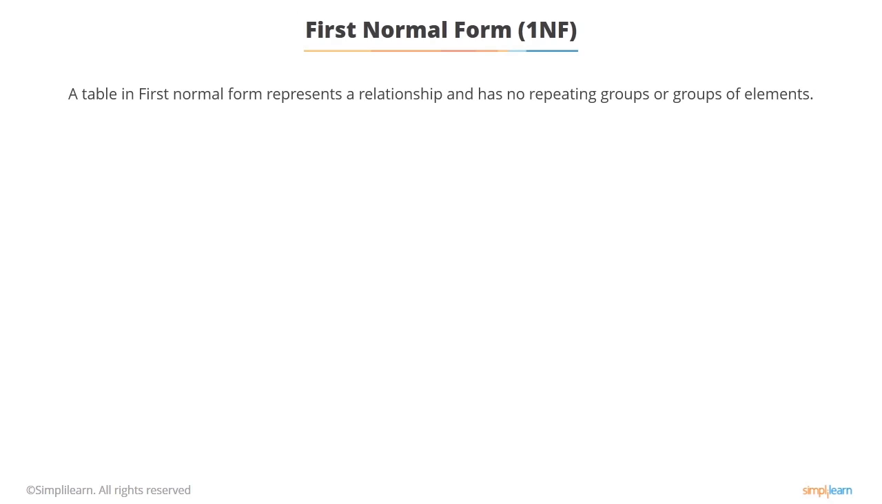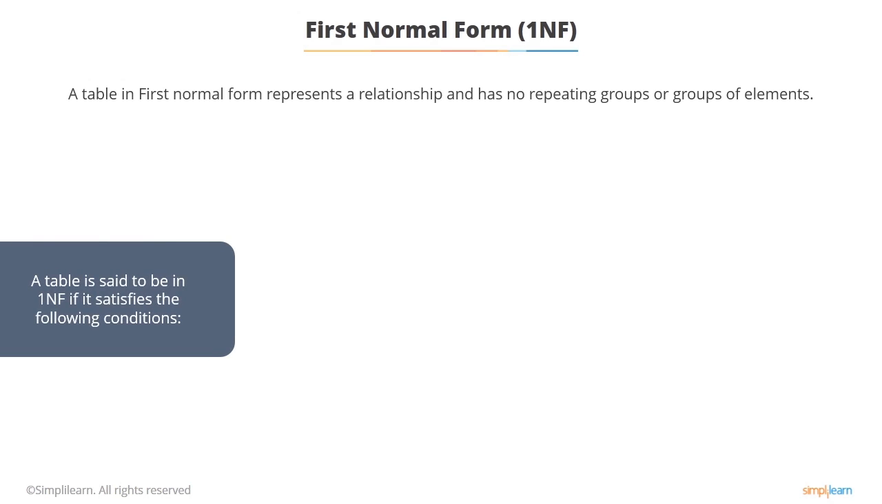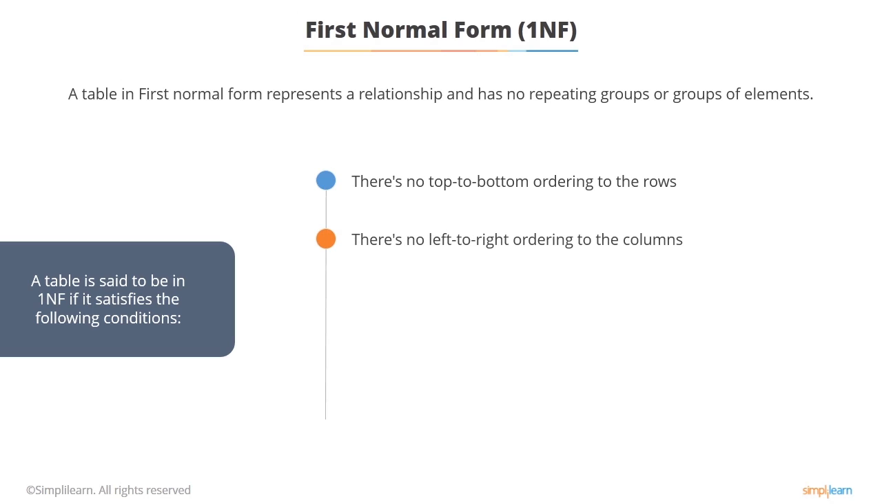For first normal form, the table has to satisfy certain conditions. The basic idea is that there are no repeated groups, or two columns that have the same information in them, of a different type or different value. So a table is in first normal form if it follows these conditions. There's no ordering of the rows, as we said before. There's no top to bottom ordering of the rows. There's no ordering of the columns. It doesn't matter what order the rows or columns appear in for it to operate.